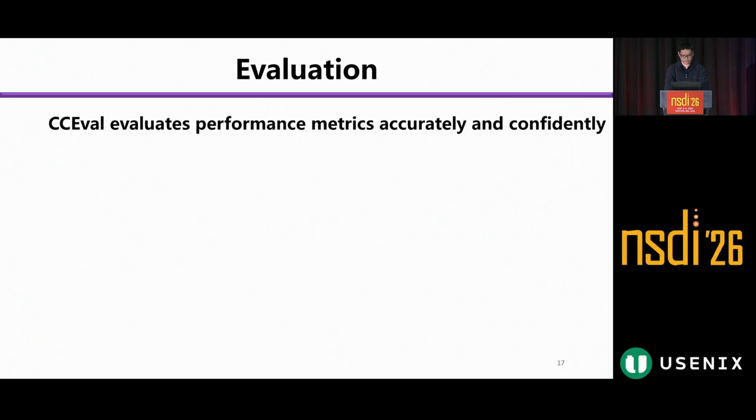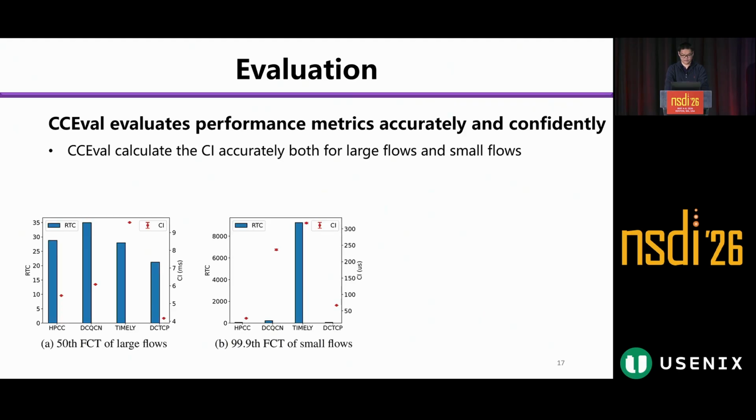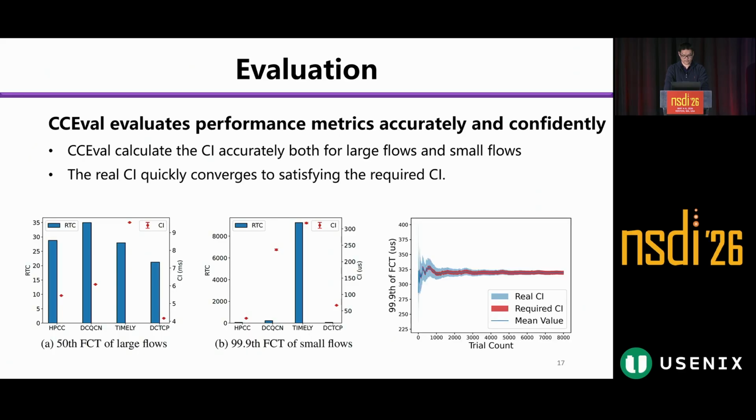So the first question is whether CCEval can evaluate performance metrics accurately and confidently. On the fat tree topology, CCEval calculates confidence intervals for both the 5th percentile flow completion time of large flows and the 99.9th percentile flow completion time for small flows. The result shows that the real confidence interval quickly converges and satisfies the required accuracy.